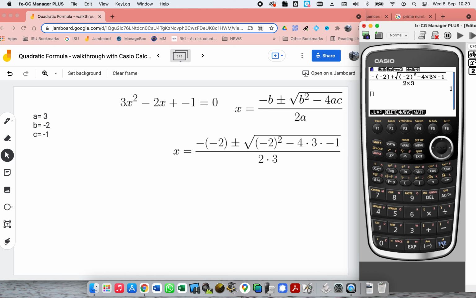Okay. So my first solution, x equals 1. And then all I need to do is go back up, change that add to a takeaway, do the question again. X is equal to minus 1 over 3. Now, as both solutions here are rational, i.e. they can be written as fractions, this could be solved by factorizing.